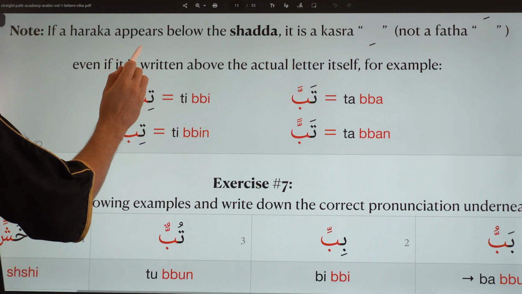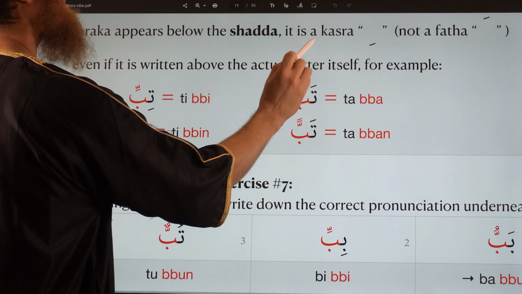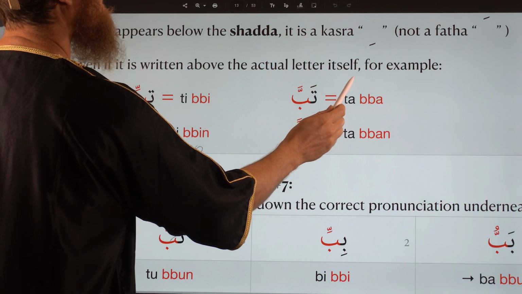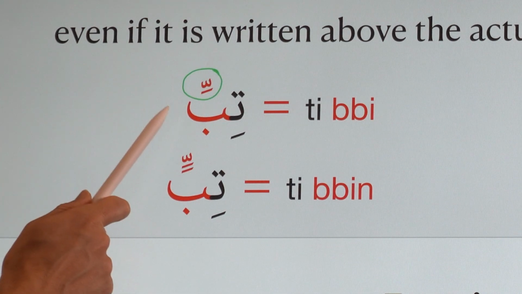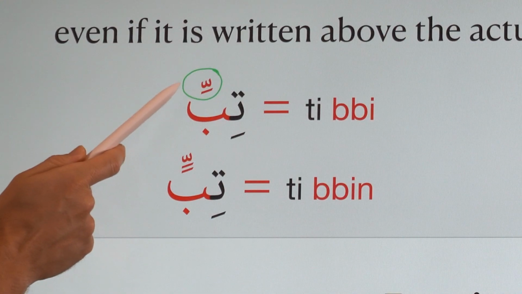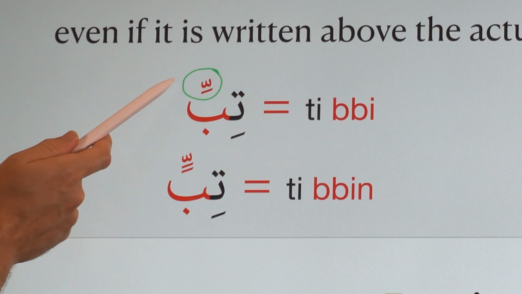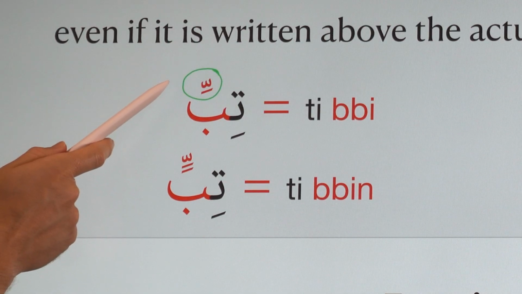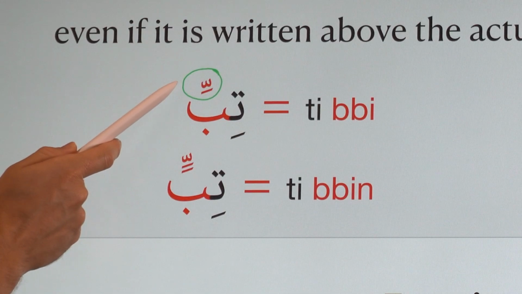If a haraka appears below the shadda, that means that it is a kesra, even if it's written above the actual letter itself. For example, here, based on what we previously learned, one might assume that this haraka is a fatha. Why? Because it's written above the letter ba. And we learned that a line written above a letter is a fatha. However, this is not the case if that line is written beneath a shadda.